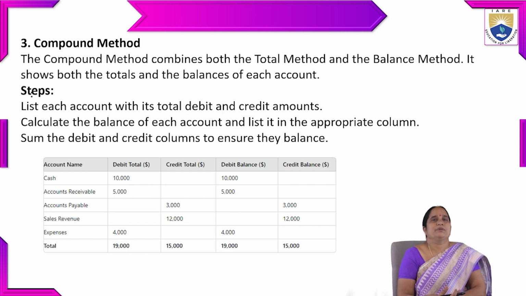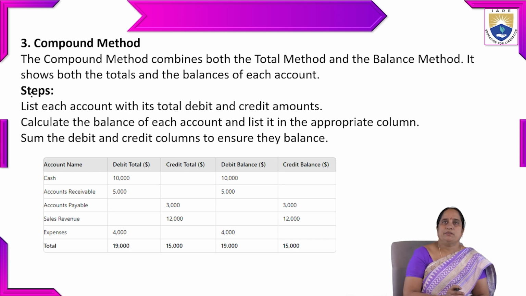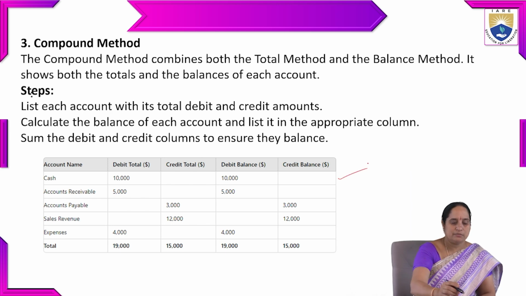The third one is the compound method. The compound method combines both the total method and the balance method, so it shows both the totals and the balances of each account. The steps involved in this method are: first, list each account with its total debit and credit amounts. Second, calculate the balance of each account and list it in the appropriate column. And third, sum the debit and credit columns to ensure the balance. So the pro forma will be like this: account name, debit total, credit total, debit balance, credit balance.